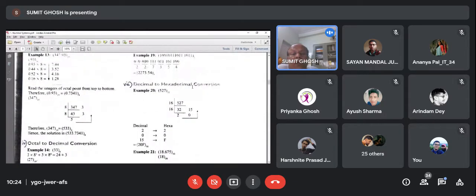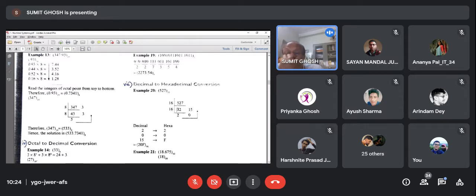Now decimal to hexadecimal conversion. Suppose there's a decimal number 527. When we converted decimal to binary, we started dividing by 2. When you convert a decimal to hexadecimal, you divide by 16. So divide 527 by 16, you get 32 as the quotient and 15 as a remainder. Keep the remainder like that on the right.